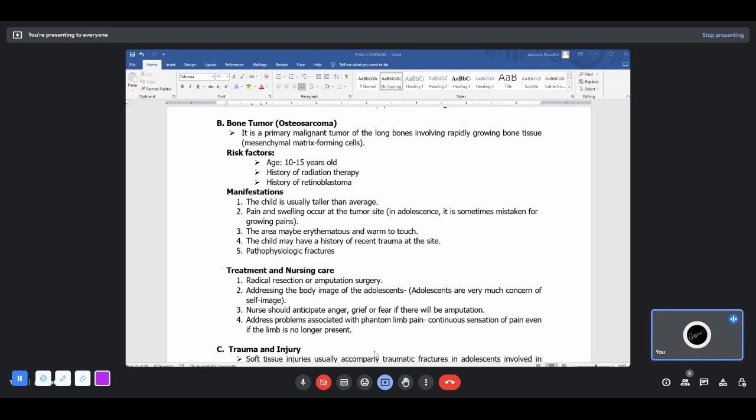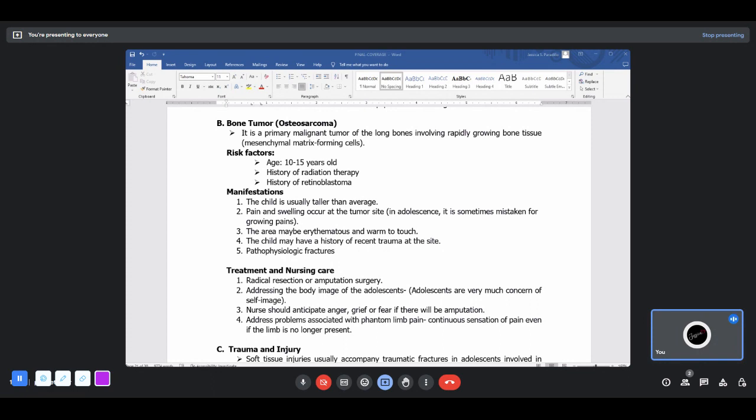Another one is to address the problems associated with phantom limb pain. This is continuous sensation of the pain even if the limb is no longer present. So ito yung problem kapag there is an amputation. For example, natanggalan na siya ng paa, for example right below the right knee, pababa, natanggal na yan. Sasabihin niya, masakit yung paa ko sa baba, itong right side, kahit alam naman ninyo na wala na siyang extremity doon. So that is phantom limb pain. Pinapaniwalaan niya na masakit pero wala naman na talagang limb doon or extremity.